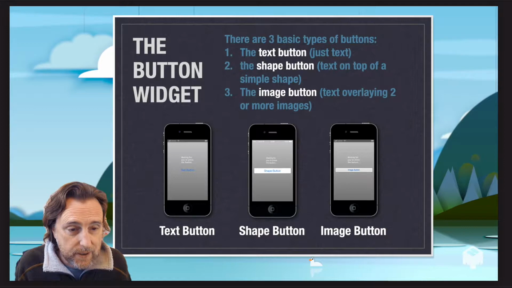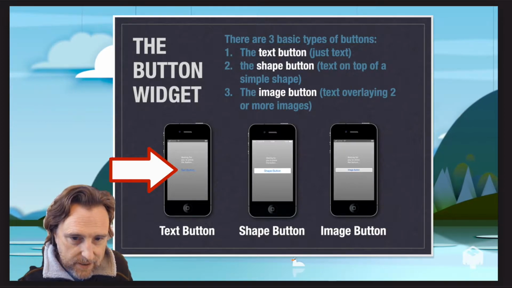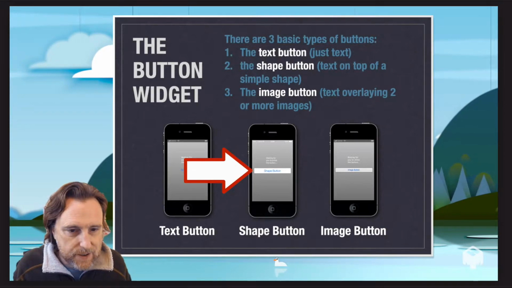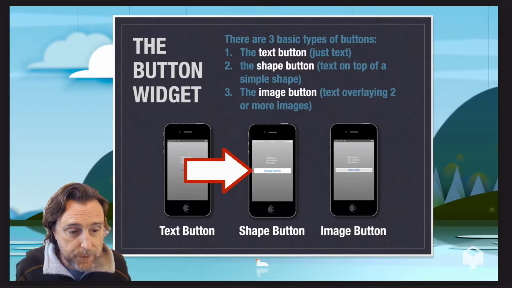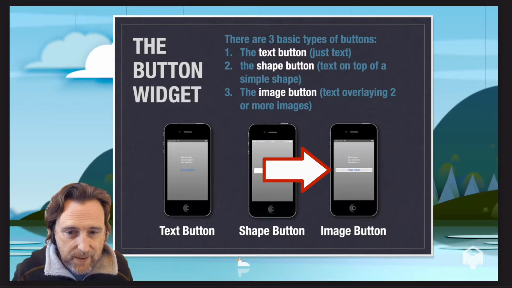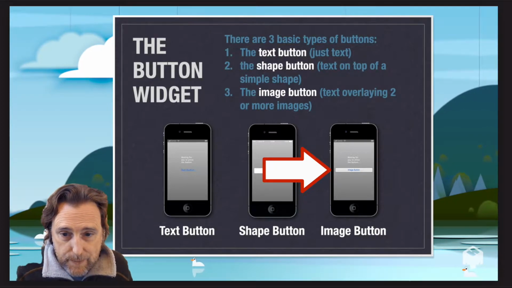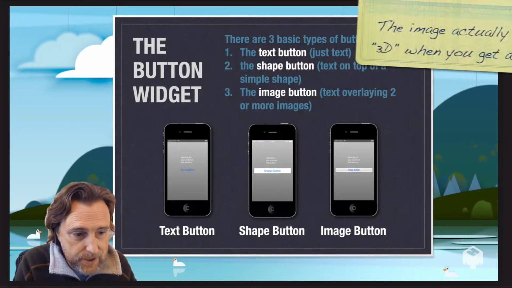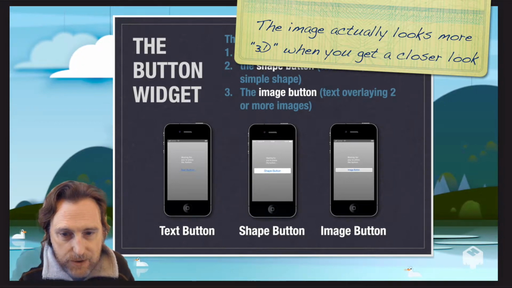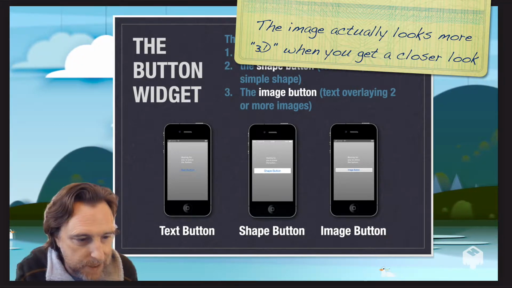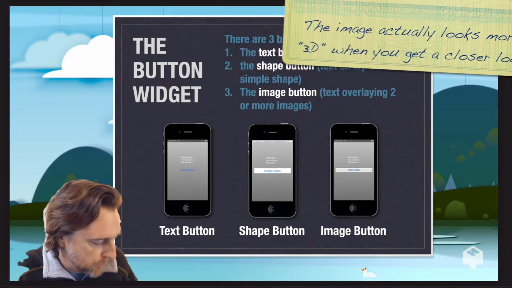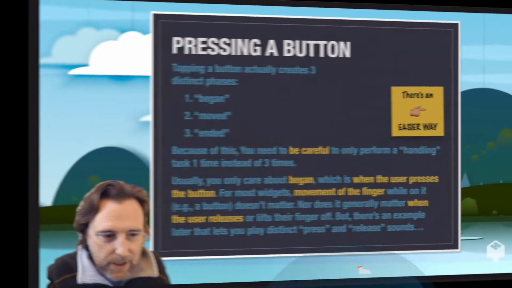The text button is just text. The shape button is text with a shape of some sort behind it. And then the image button is composed of images. So it looks kind of similar in these screenshots. The image I use offers a little bit more of a 3D effect, what you call a skeuomorphic effect.